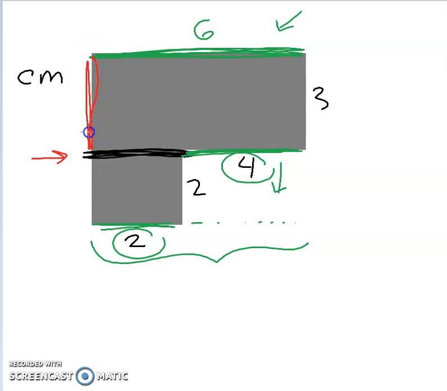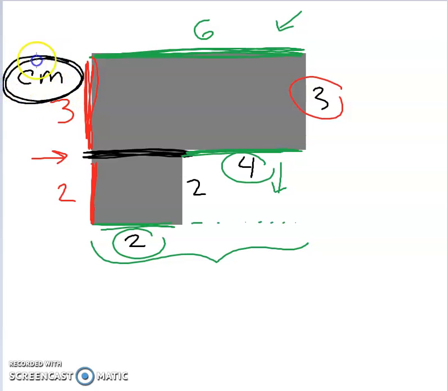The other two sides that are not labeled are this one, which you already know is 3, and this one, which is 2. You'll notice I did not write the centimeters on each of those numbers as in the problem, but I wrote them in the corner to remind myself, so that when I go back with my final answer, I can write the correct units on it.